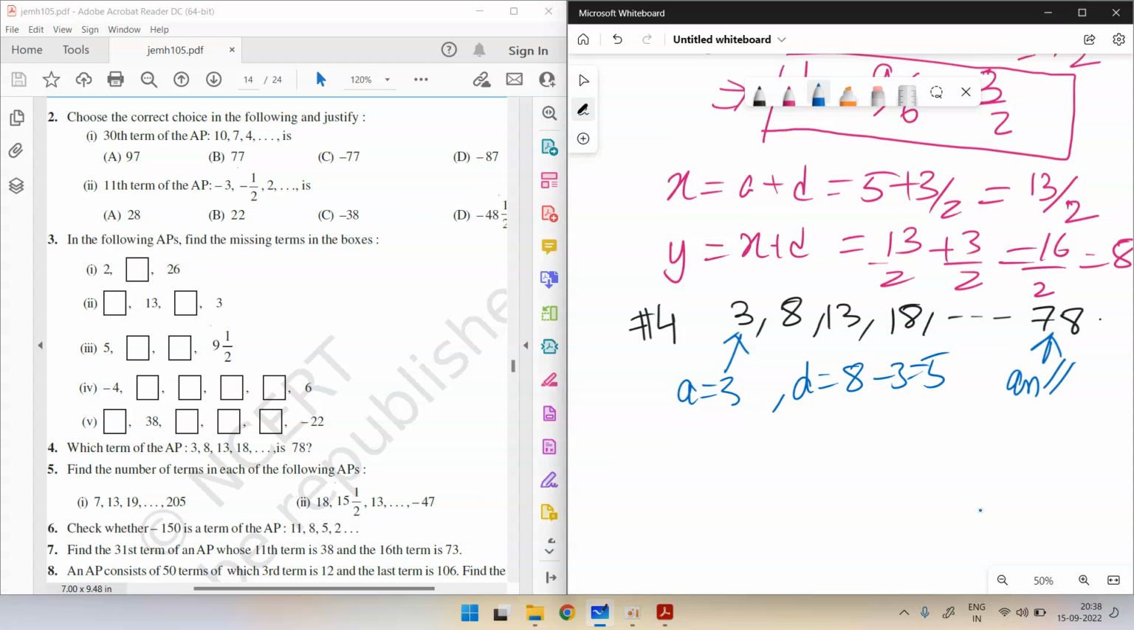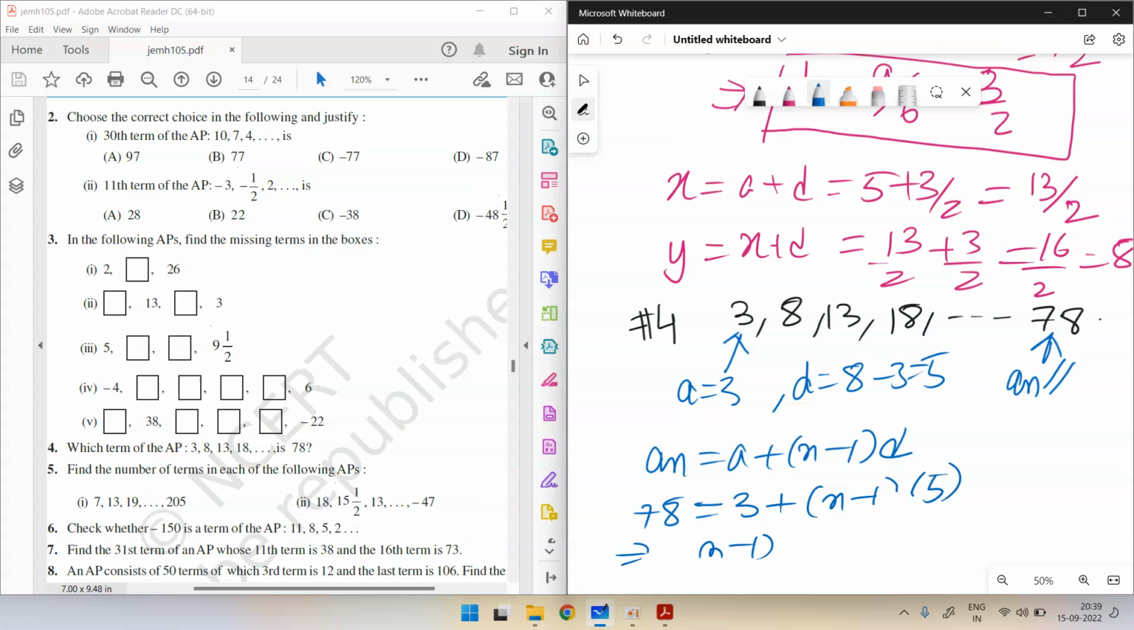So applying the formula, a_n equals a plus (n minus 1) into d. If you substitute the value of a_n as 78, 78 is equal to a, which is 3, plus (n minus 1), and d is 5. That is nothing but (n minus 1) into 5 is 78 minus 3, which is 75.